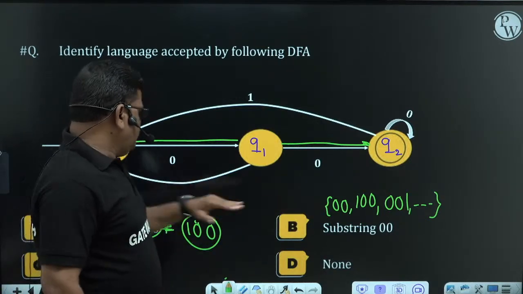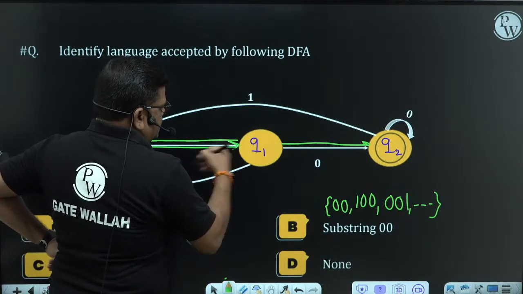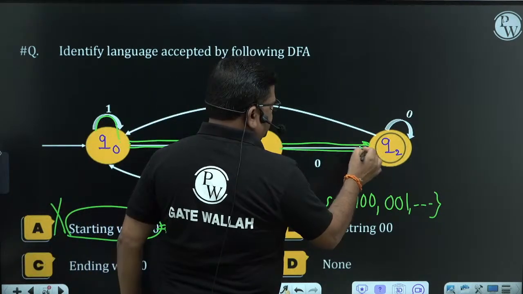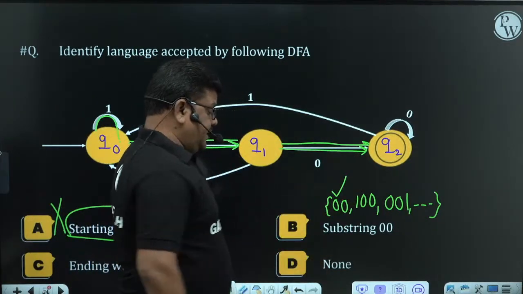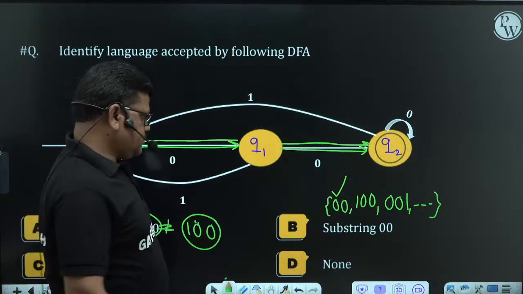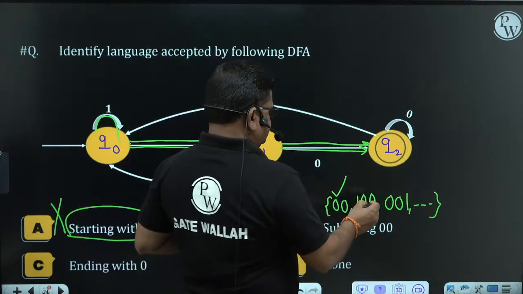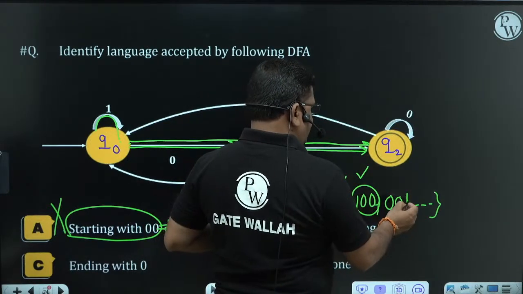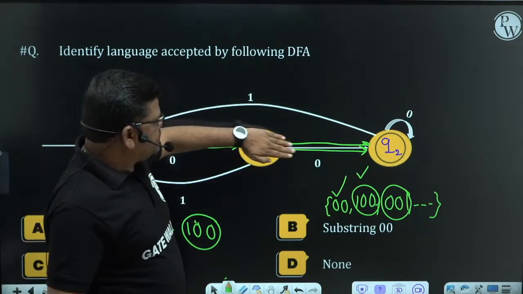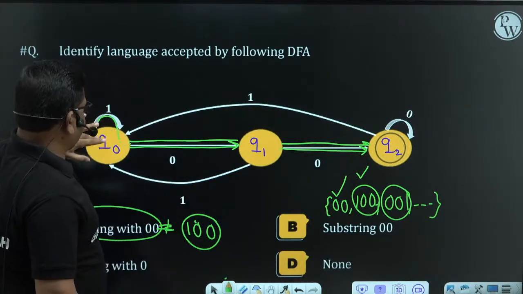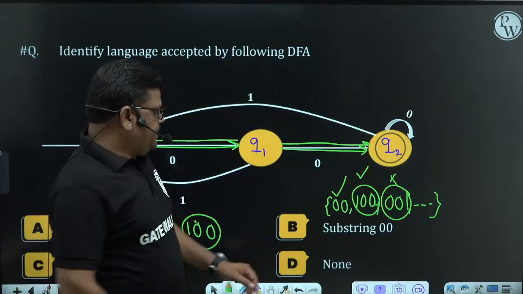But 00, check from the automata. 00 accepted. Two zeros from the initial state, if we give two zeros going to final state, accepted. Every string should be accepted, then only B will be the right answer. 100 accepted. Come to 001. Starting from the initial state, first 0, second 0, 1, rejecting. This is a non-final state. So B is not the right answer.